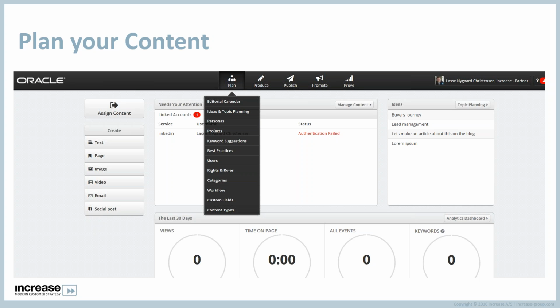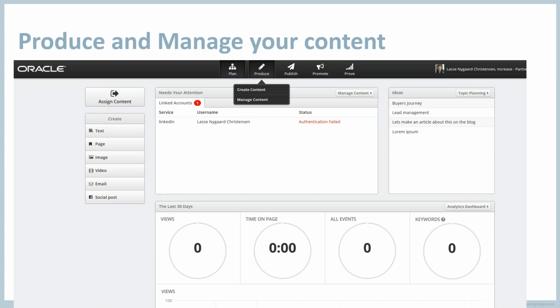So when you plan, you can work with your editorial planner. You can use the calendar. You can go through the ideas and topic planning. You can go through the personas, projects, and a lot more cool stuff there. So without actually being an author, you can go ahead and plan a lot of different things. When you're producing, you can either create or you can manage content, because that's also a big part of the production of content: the managing part.